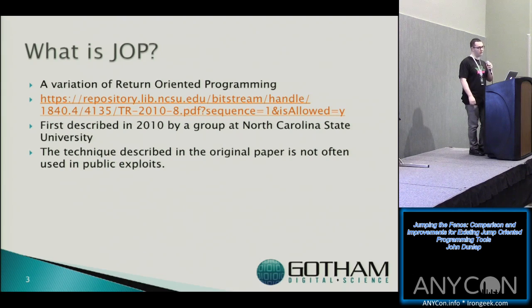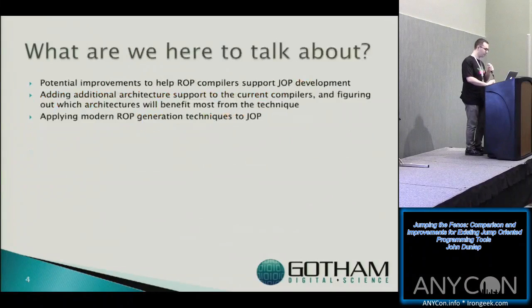There is going to be a time when writing ROP chains on the stack is going to be mostly impossible or undesirable. All right. So today we're going to talk about potential improvements to existing ROP compilers to support jump-oriented programming development, how we can add more architecture support for current compilers, and what architectures we really want JOP on. And we're going to apply some of the most modern, cutting-edge ROP compiler ideas to jump-oriented programming, or talk about how we would do that, or what the road is to that, because it's actually a really difficult technique to pull off, as much as we'd like to do it.